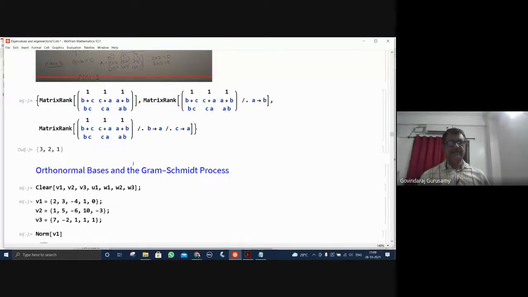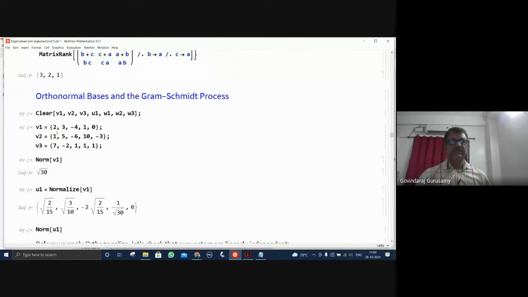Okay. So next is orthonormal basis and the Gram-Schmidt process, where you try to orthogonalize the matrices. Now let's take this matrix that you have here. You have vectors v1, v2, v3.